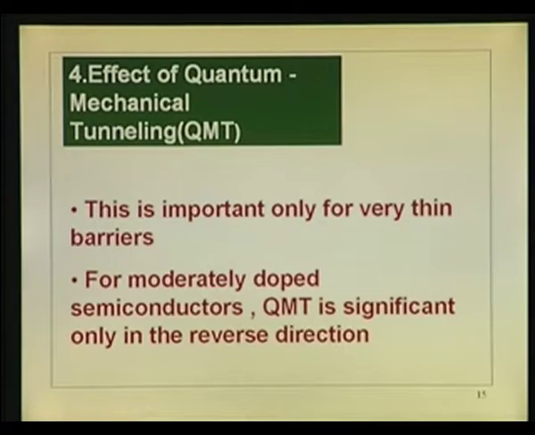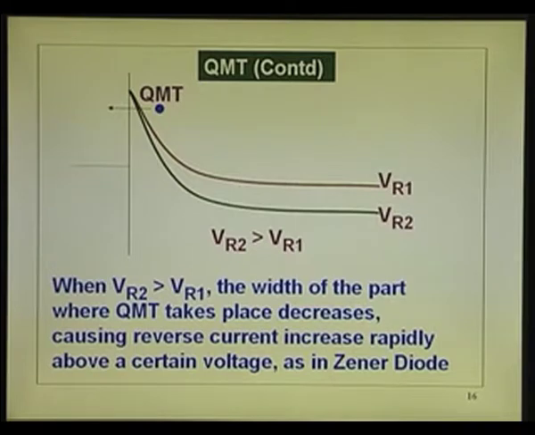So, now let us take one more phenomena, because these two actually, the image force lowering effect and the quantum mechanical tunneling effect join hands together to spoil the reverse characteristics. Okay. Now, if you recall, what is this quantum mechanical tunneling? This is the fourth phenomena that we are discussing now, the causes for non-ideality. But by now, you must have understood that the non-ideality is more dominant in the reverse direction than in the forward.